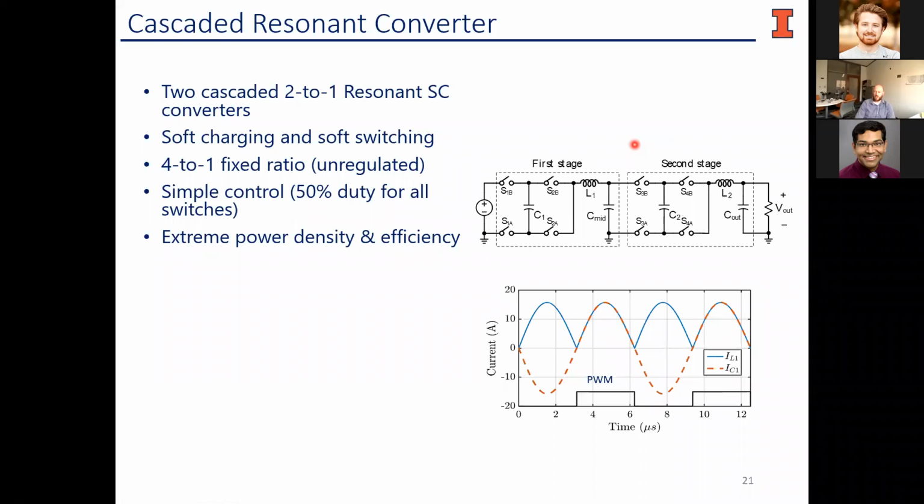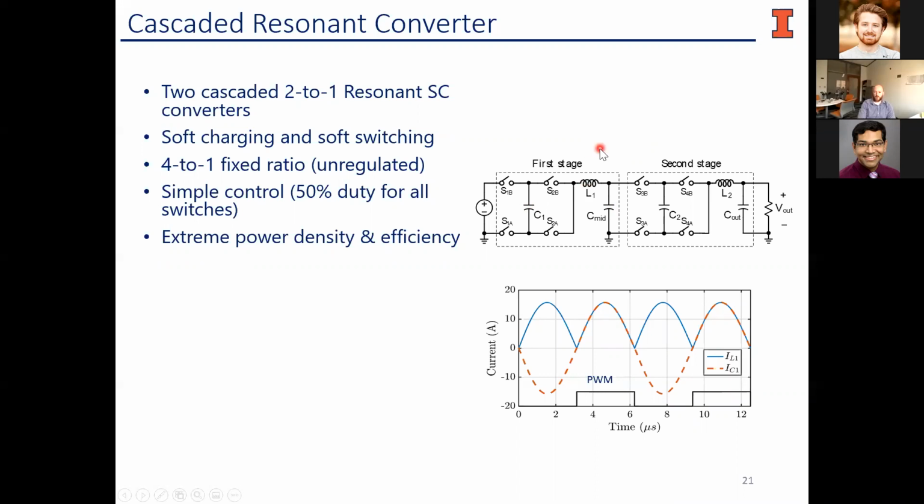The soft charging basically means that we're not in a scenario where we have capacitors discharging straight into other capacitors, which is typically a downside of switch capacitor converters, right? Every time we charge or discharge these capacitors, it's happening through an inductive element, which means it's not a lossy charge or discharge. This particular converter is a 4-to-1 fixed ratio. It's unregulated, which means we don't have an option of changing that ratio.